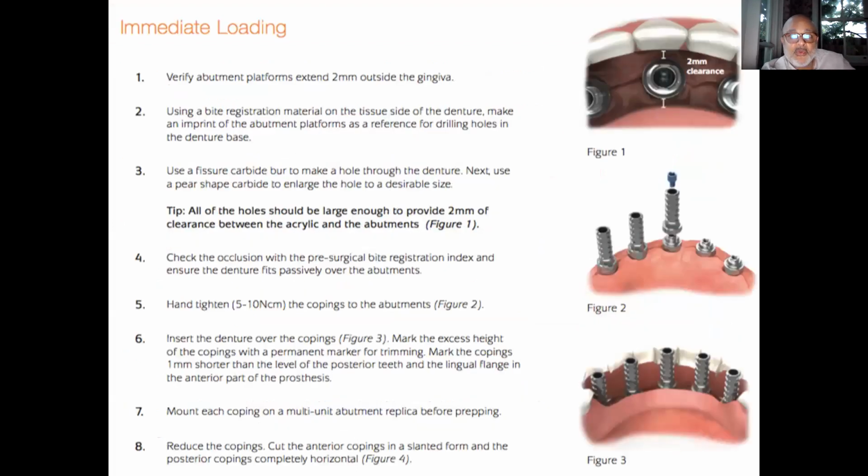These are the cylinders I was talking about. The saying about having a 2 mil clearance, that is true. You need to have that. So you verify extended 2 mils outside the gingiva using white registration material.